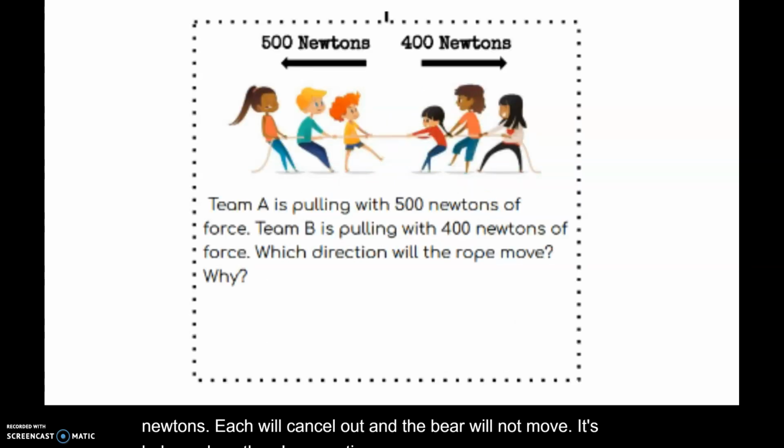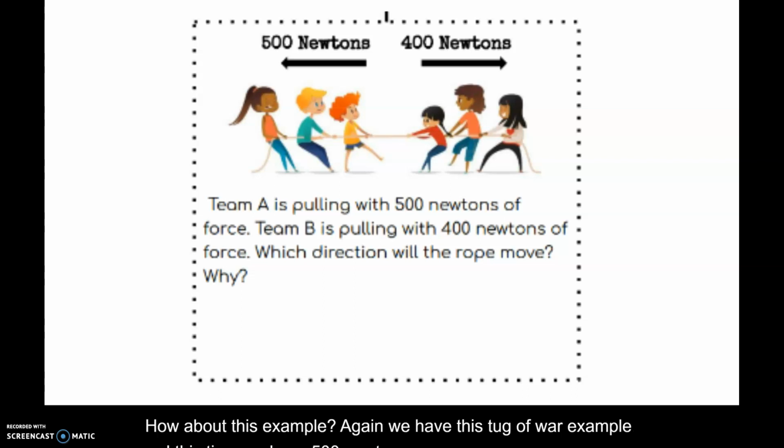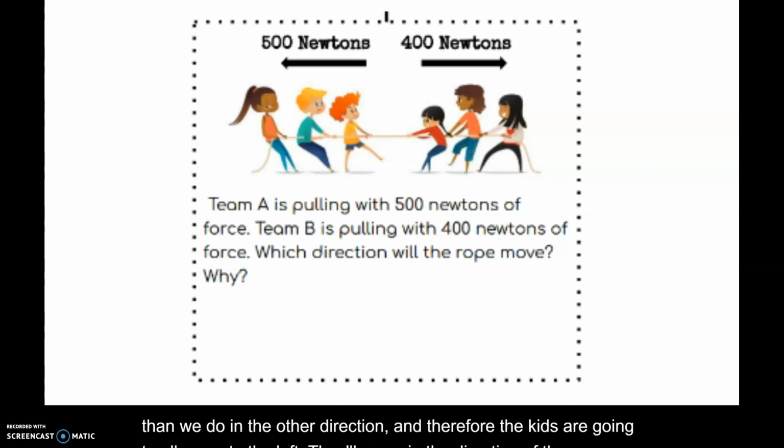How about this example? Again, we have this tug of war example, and this time we have 500 newtons pulling to the left and 400 newtons pulling to the right. This is an example of an unbalanced force. We have more force pulling in one direction than we do in the other direction, and therefore the kids are going to all move to the left. They'll move in the direction of the stronger force.